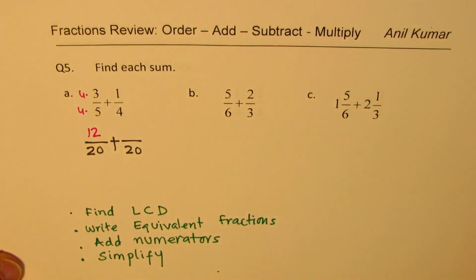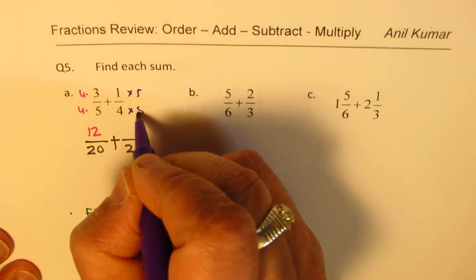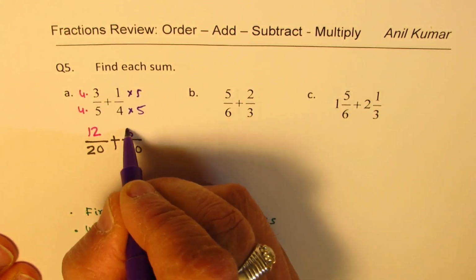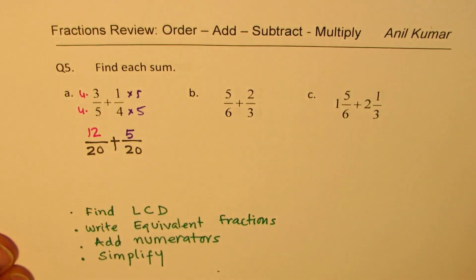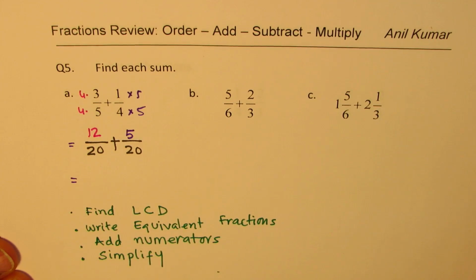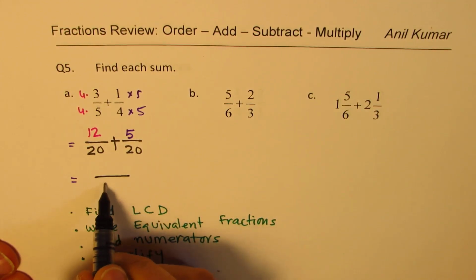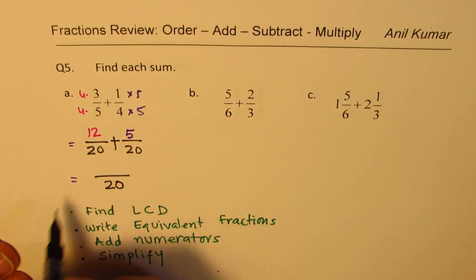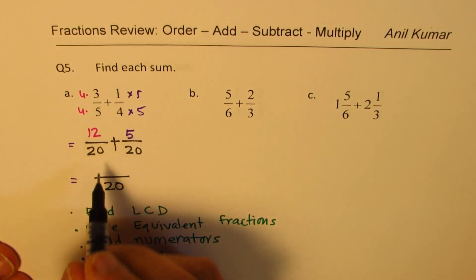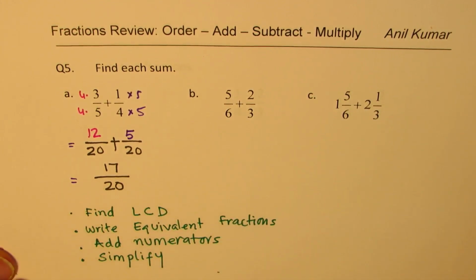For the other number to get 20, what should I do? I have to multiply this by 5, right? 5 times 1 is 5. So we get denominator of 20 for both. Once we get that, we could just add them up. When you add, the denominator always remains the same, which is 20 will remain as 20. 12 plus 5 is 17. So we get our answer. Is that clear? Perfect.